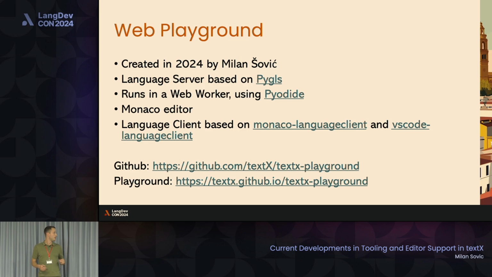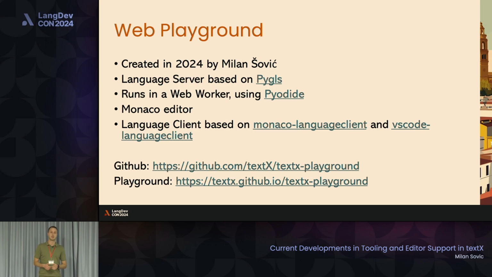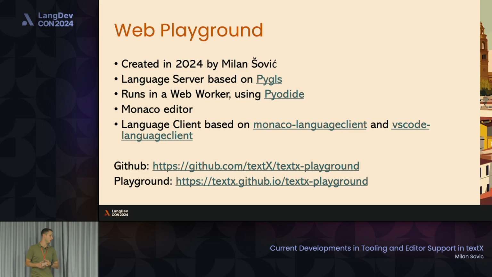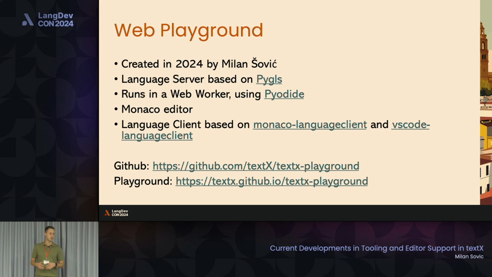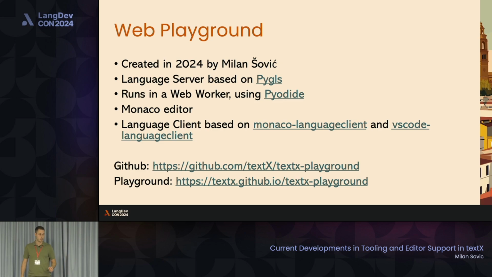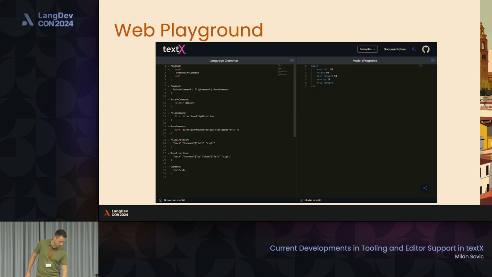We decided to run it inside a web worker, for the sake of performance, so we don't block the main UI thread. The language server is based on pygls, which is a library for writing language servers in Python. For the editor, we use the Monaco editor component from Microsoft, and the language client is based on the Monaco language client library by TypeFox, and the VS Code language client from Microsoft. Here you can find links to the repository and the deployed playground.